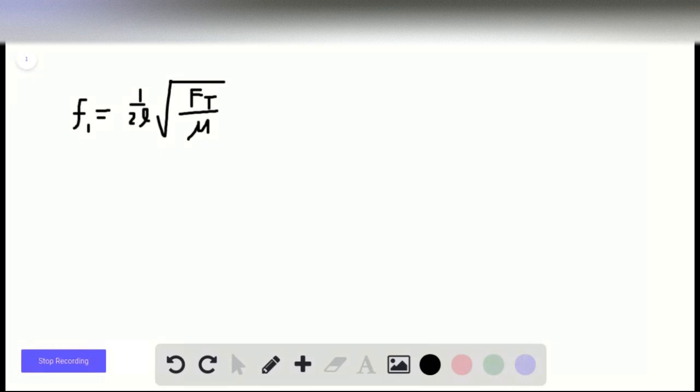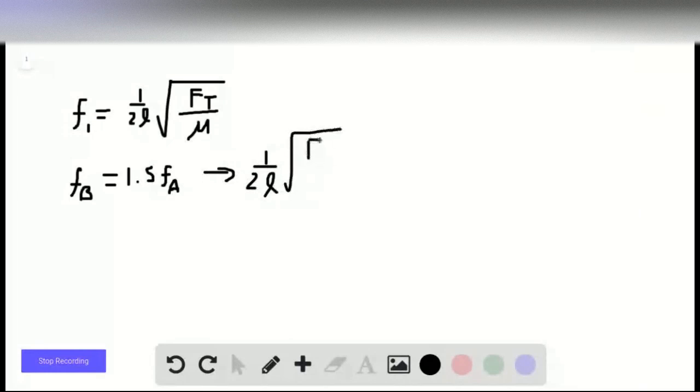Well, we were told that the frequency of each one is 1.5 times the frequency of the adjacent neighbor. So we'll call Fa the fundamental frequency. That means Fb, the next one, is equal to 1.5 times Fa. Fa is the fundamental frequency, though, right? So we can rewrite this as Fb, which is 1 over 2L times the square root of Ft, because L is the same and the force of the tension is the same in these two cases, right? But this is mu b. So that's one side of the equation.